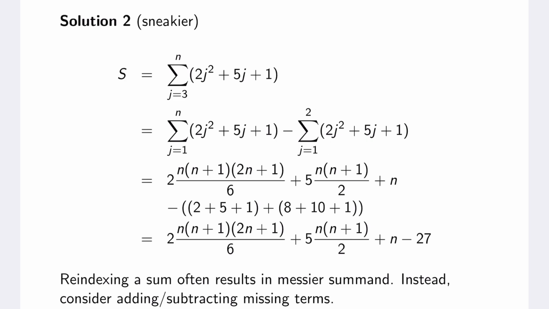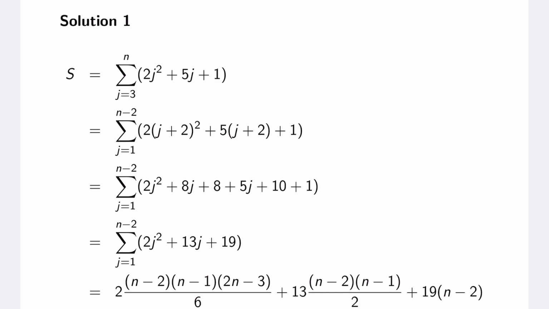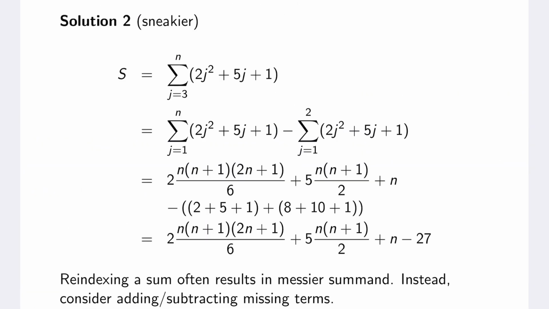I personally prefer this method. It's nice. I don't like reindexing sums. But both of these are valid. They end up with some different looking algebra near the end, but they are numerically equivalent. If you happen to have a question like this on the quiz tomorrow, which you might, either solution would work.